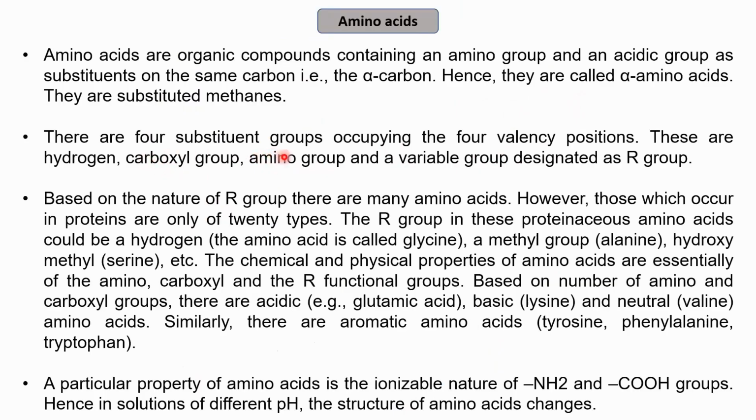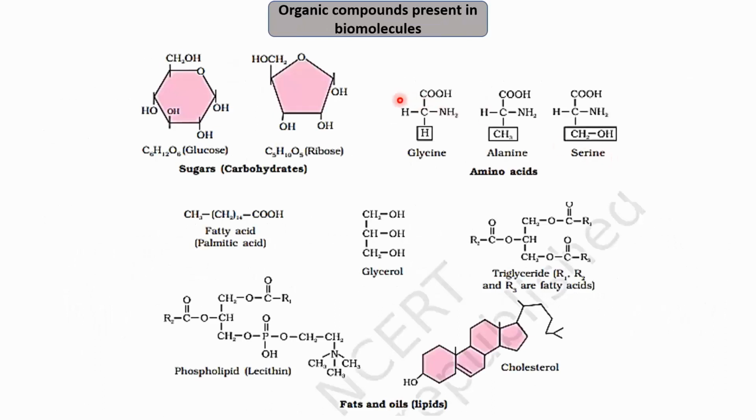Now there are 4 substituent groups occupying the 4 valency positions. We can see in the diagram that, for example, methane is CH4. If I start substituting one hydrogen with each group, we can see that, for example, in alanine, one hydrogen is substituted by a COOH group. The other is substituted by any other R group. For example, in case of alanine, it is CH3, while the third is substituted by an amine group or NH2 group.